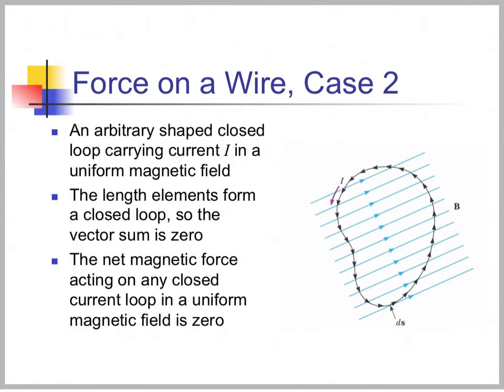If I have a closed loop, though, let's say I have a wire that forms a closed loop, and I were to add up ds all the way around, the length elements form a closed loop, so the vector sum is 0, which means the net magnetic force acting on any closed current loop in a uniform magnetic field is 0.